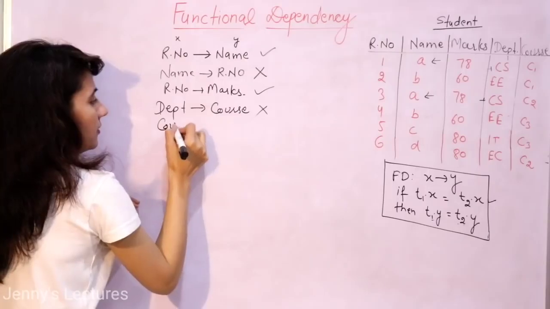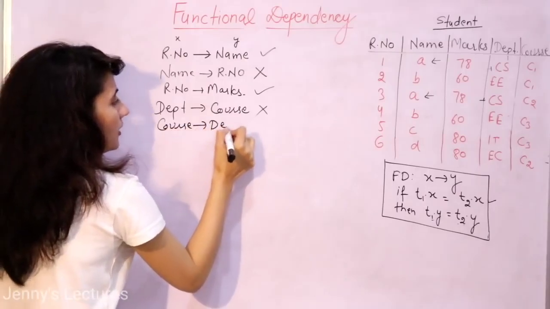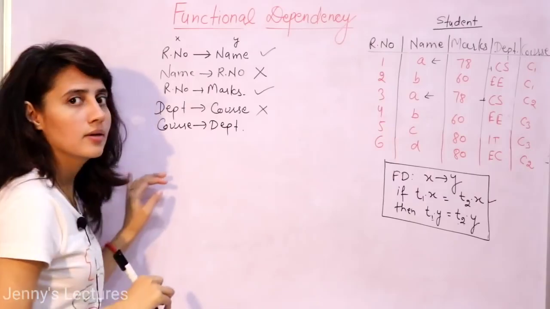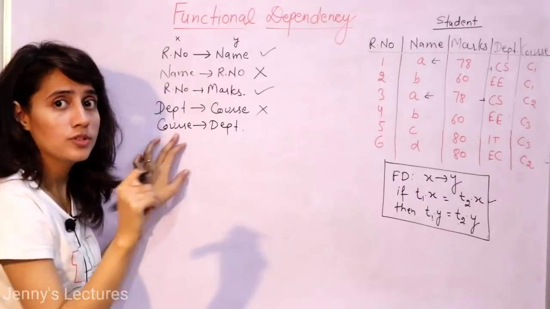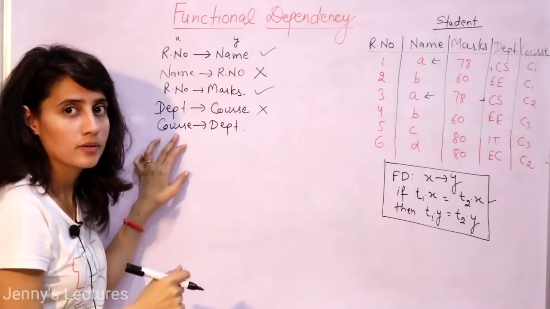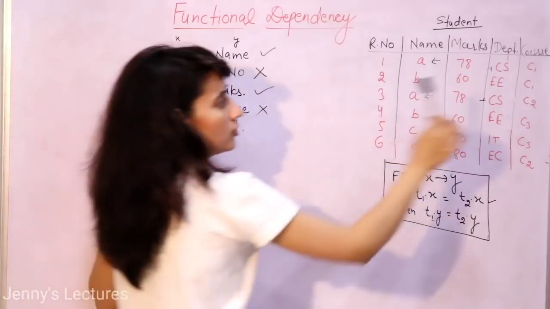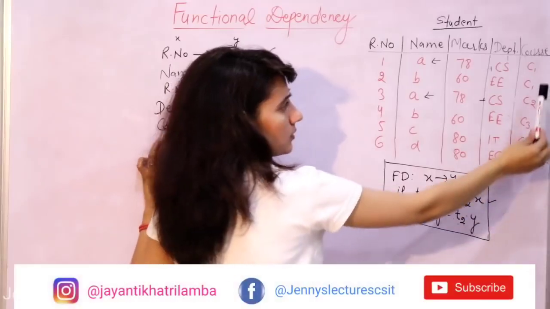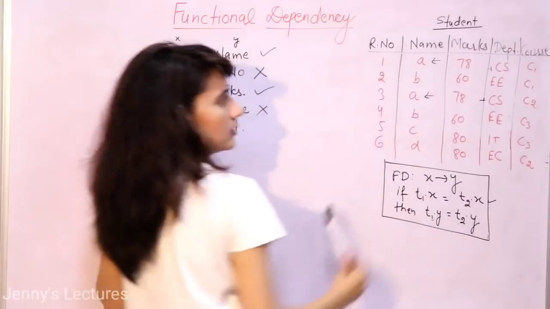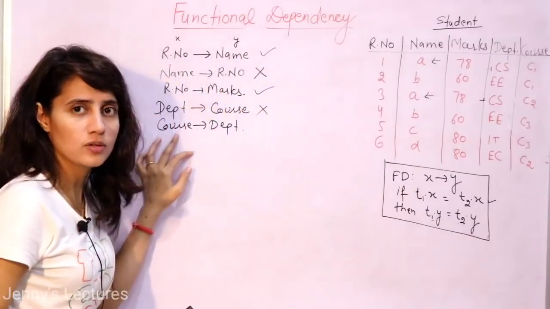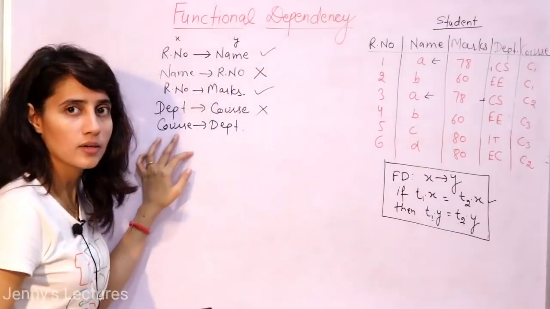Now if I write course determines department, check, if I tell you the course is C1, now tell me the department corresponding to that. Now course is C1, right? Department is CS, but for course C1, here department is EE. So that is confusing. What should I tell you, CS or EE, right?